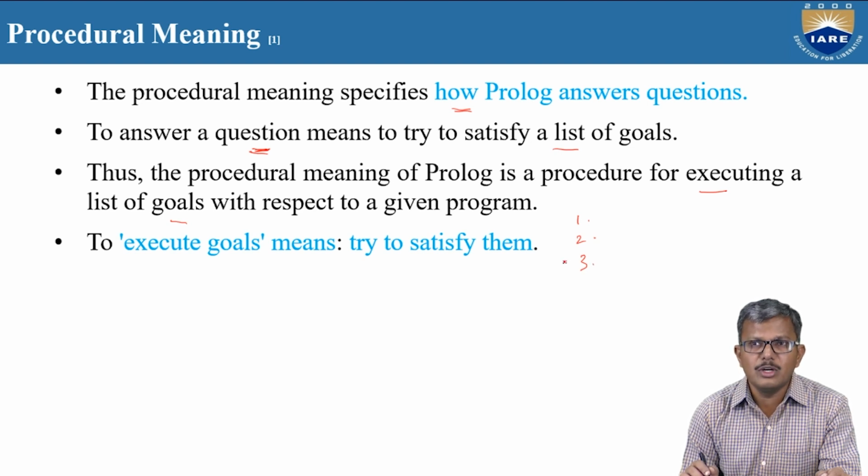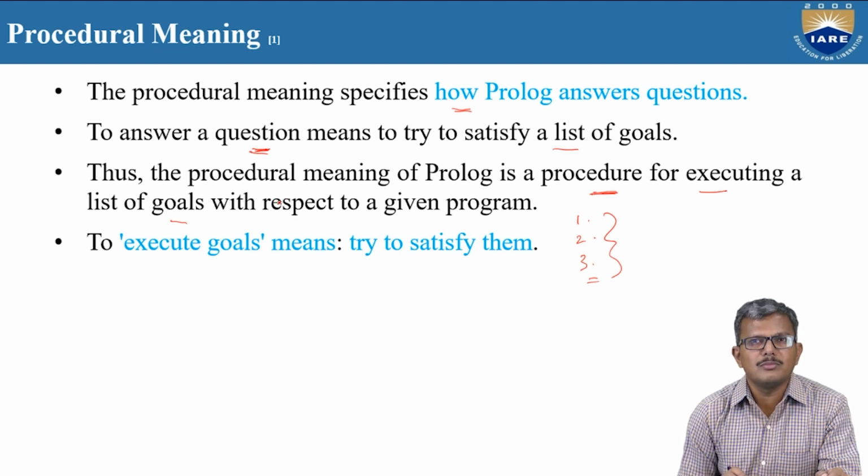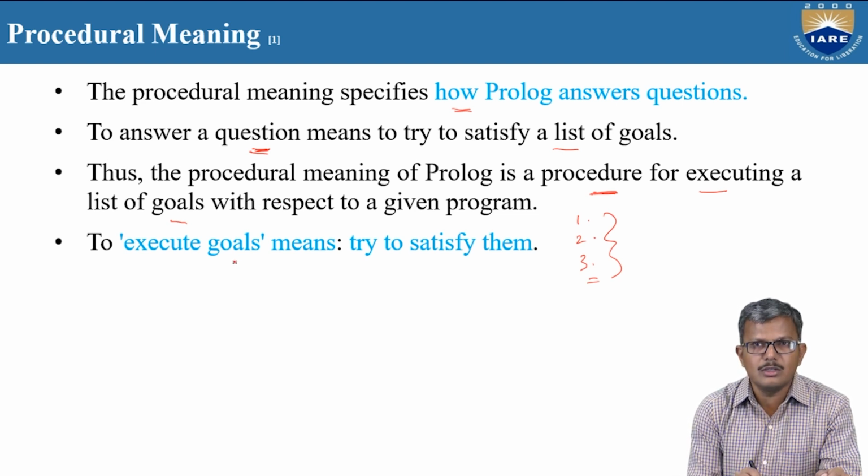It is not going to tell how we are going to execute these 3 goals. That kind of meaning you are not going to get from the declarative meaning. So in order to understand the execution process of these goals, you need to understand the procedural meaning of Prolog. To execute goals is nothing but to satisfy them.